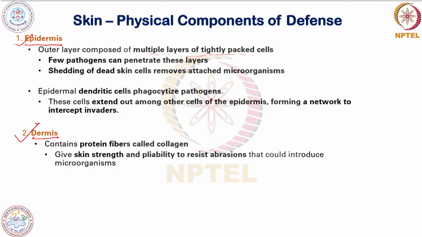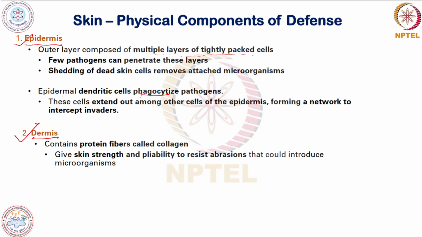So these dendritic cells act like guards in protecting against infection, and they can recognize and engulf the invading microbes which can cause the infection. They extend out among other cells of the epidermis, forming a network to intercept invaders. Like they will phagocytose the pathogen if it is trying to enter.